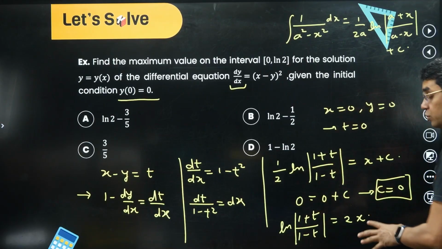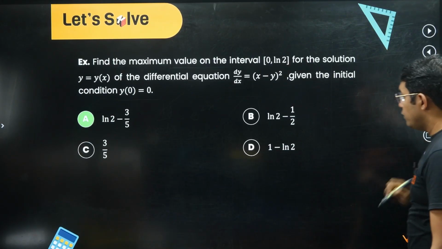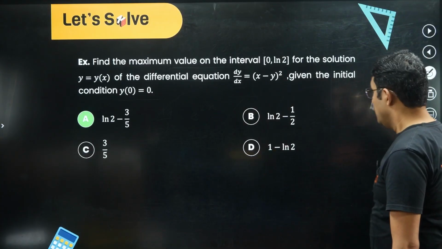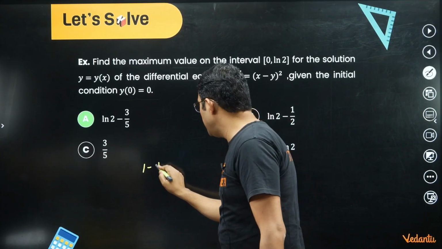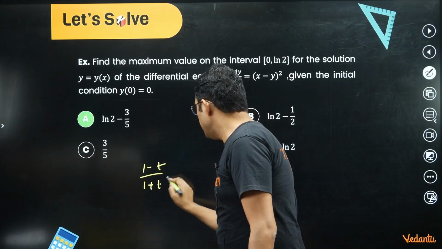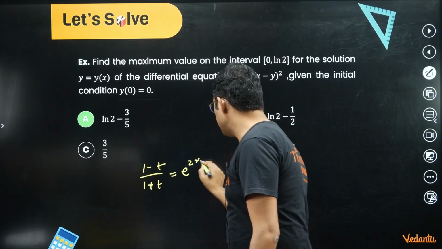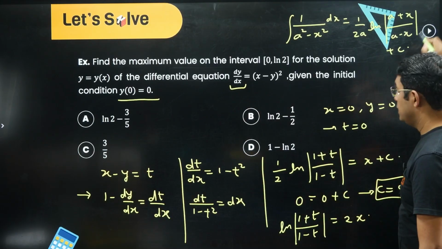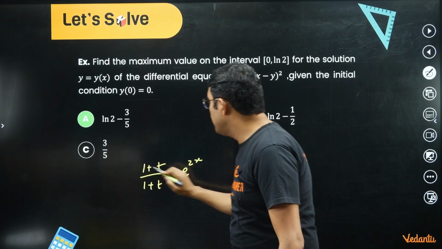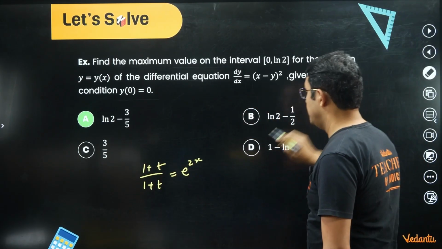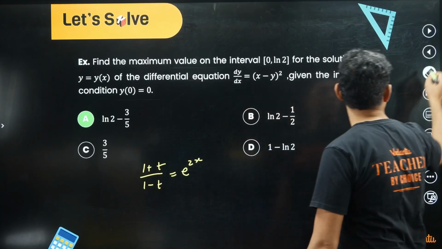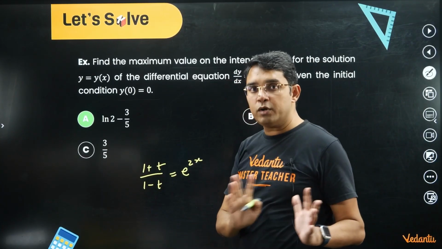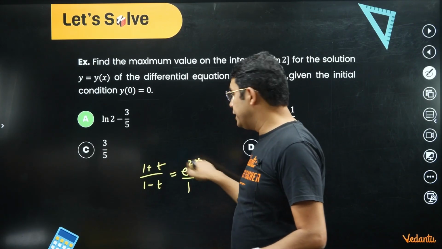Now they're asking the maximum value. So I think we need to solve this function completely. So we will be getting (1 minus t) upon (1 plus t) is equal to e power 2x. Let me see it from here. (1 plus t) upon (1 minus t). Actually this was 1 plus here and 1 minus here. Okay, so then t we can find using componendo and dividendo or by cross multiplication also.